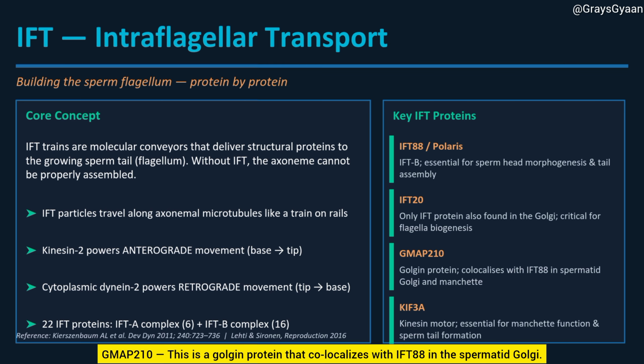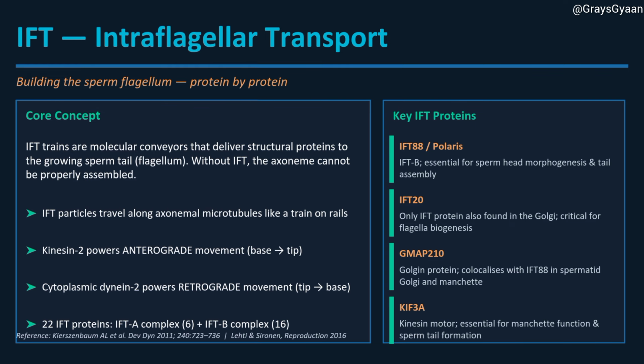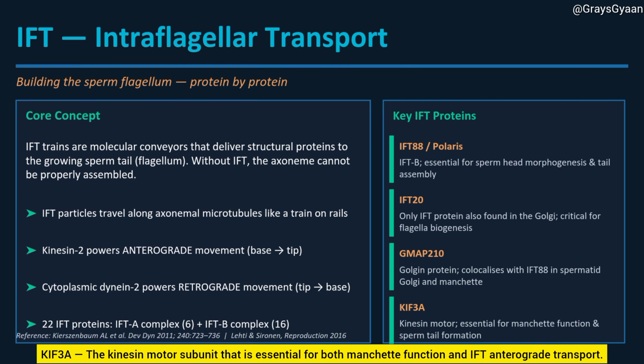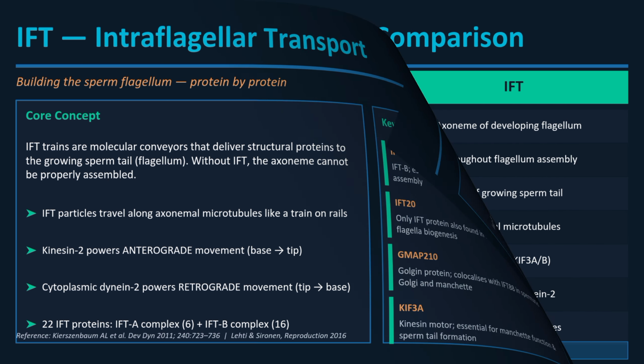GMAP210, this is a Golgi protein that co-localizes with IFT88 in the spermatid Golgi. This was first demonstrated by Kirzenbaum and colleagues in 2011. KIF3A, the kinesin motor subunit that is essential for both manchette function and IFT anterograde transport.